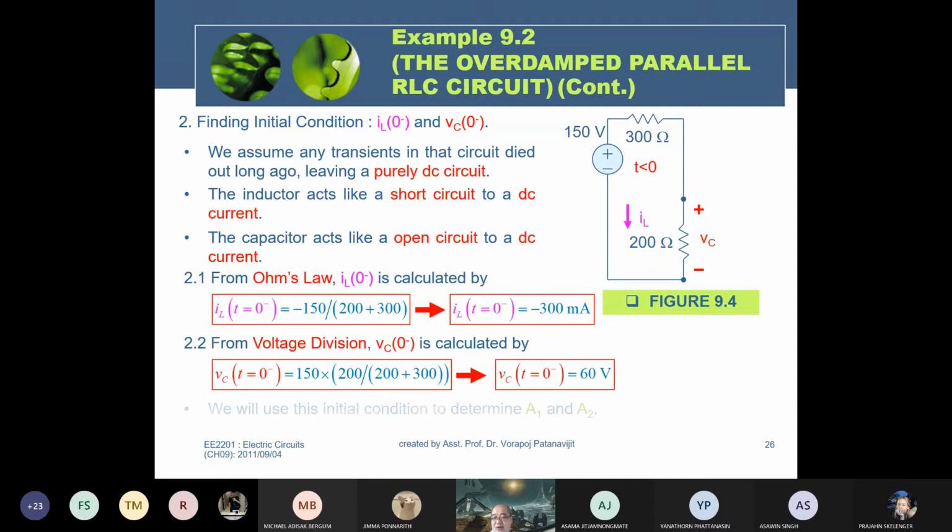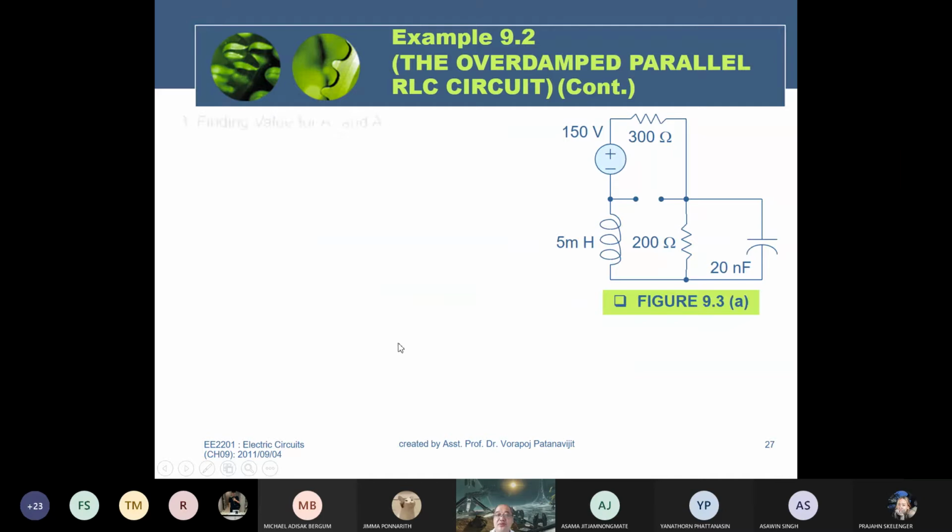we use the voltage divider to determine VC. VC for time less than 0 is the same. You know the current flowing into them, so you can find the voltage across them. VC equals 200 multiplied by 150, the voltage across them, divided by the sum of 200 and 300. You get VC equal to 60 volts.